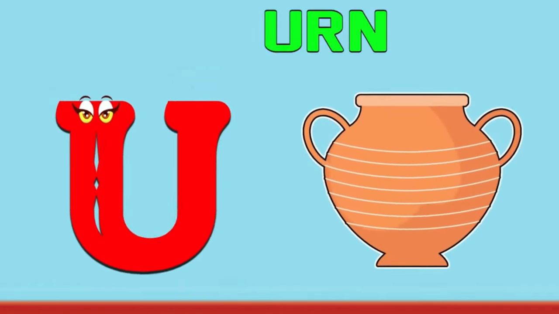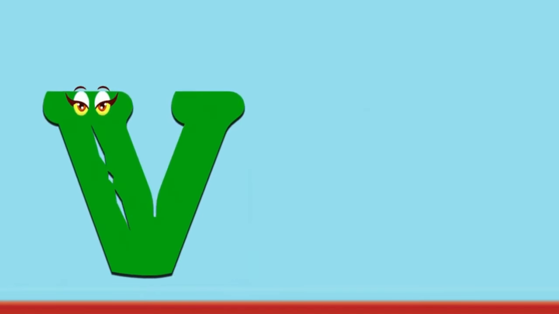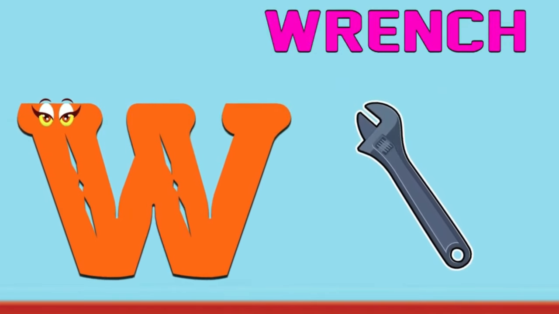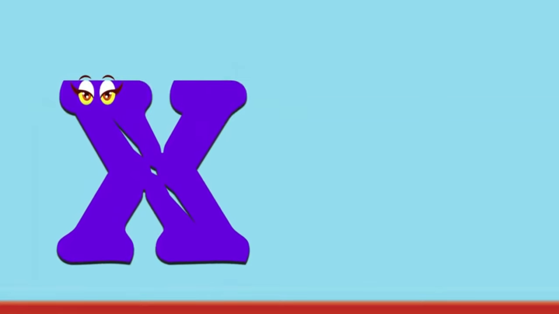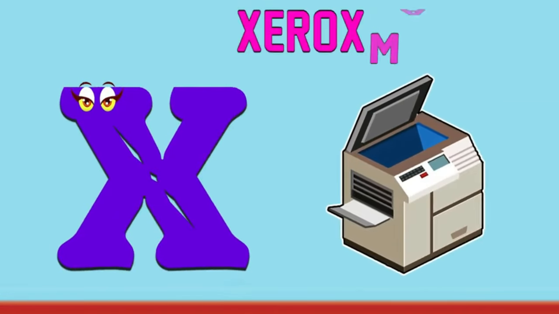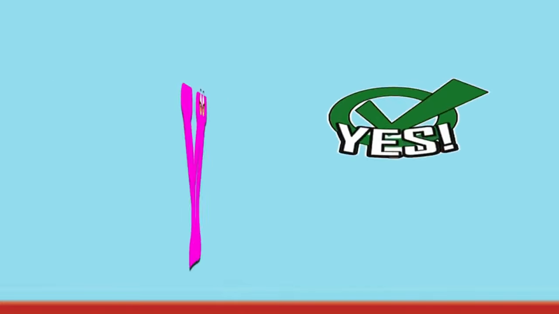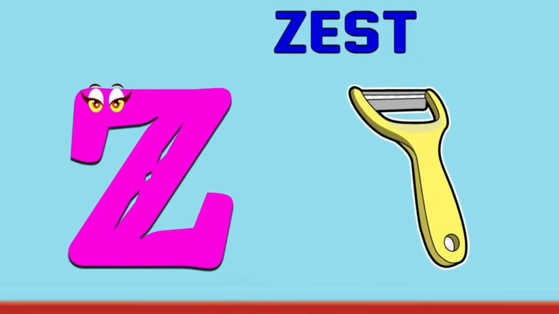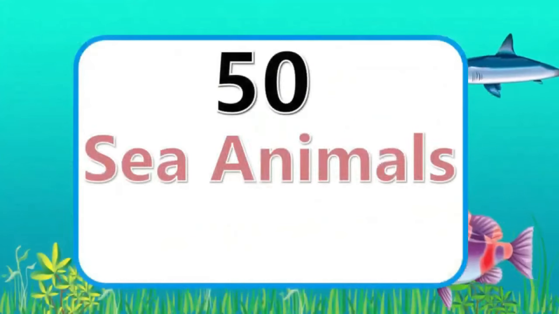U, U is for urn, urn. V, V is for vinegar, vinegar. W, W is for wrench, wrench. X, X is for Xerox machine. Y, Y is for yes, yes. Z, Z is for Zister.